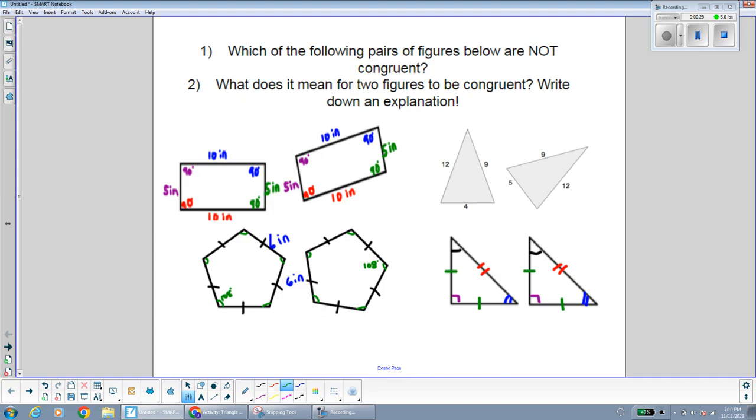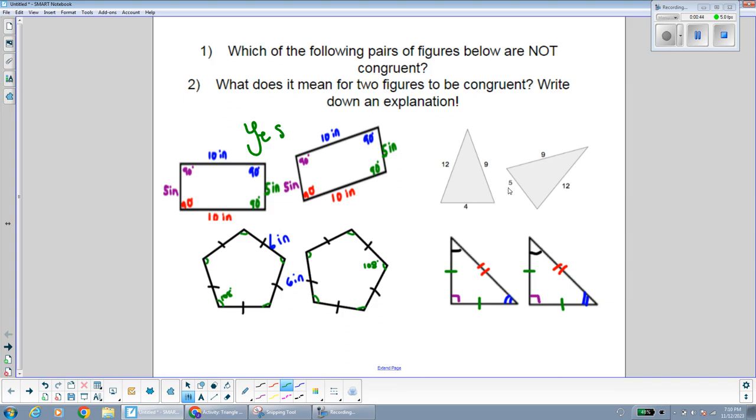As we take a look at the first pair of rectangles over here, we'll see that they are congruent. So I'm going to write, yes, they are congruent. Notice how all of their sides and angles are exactly the same.